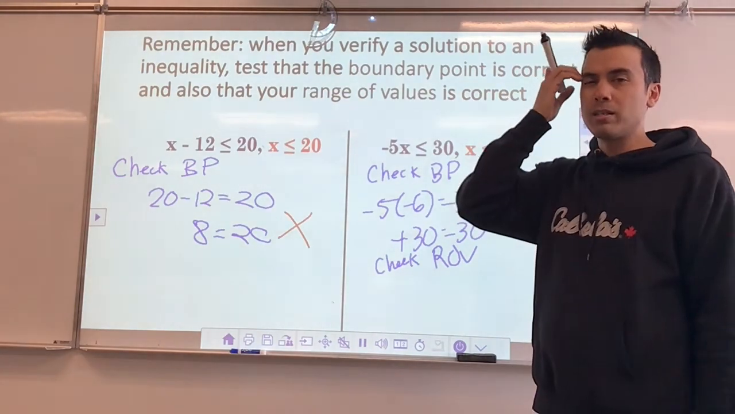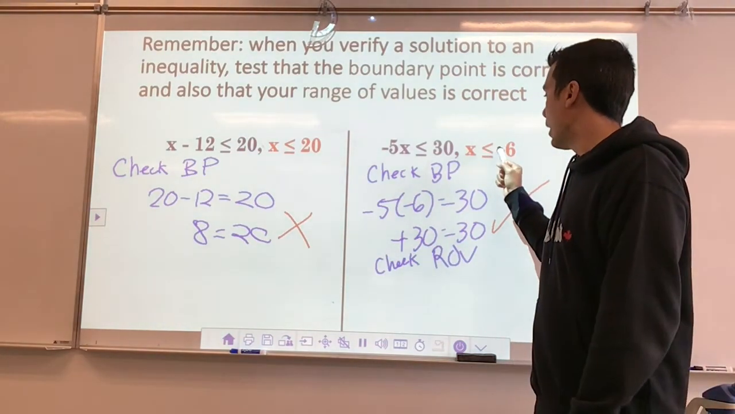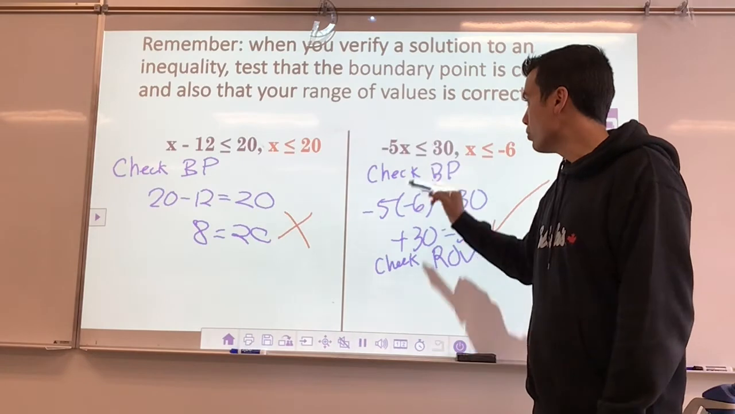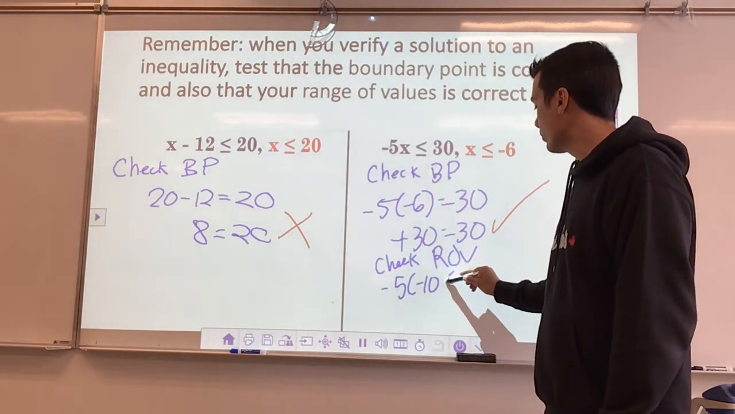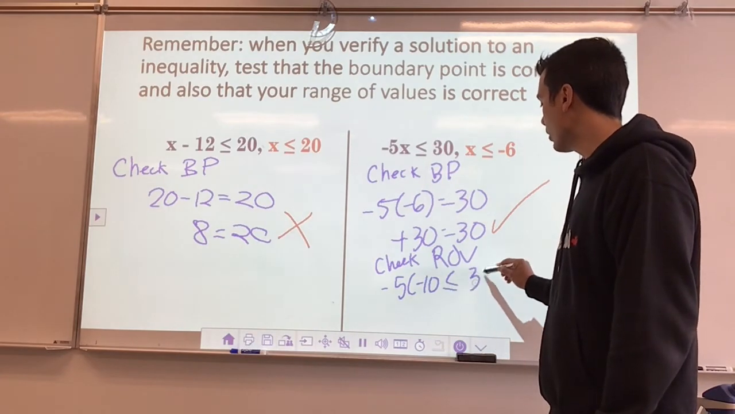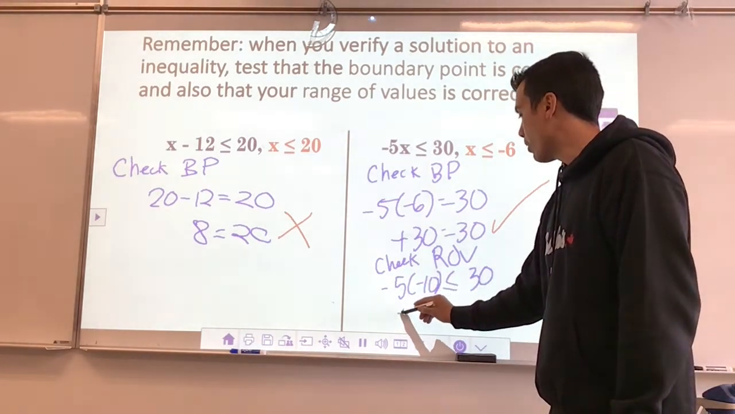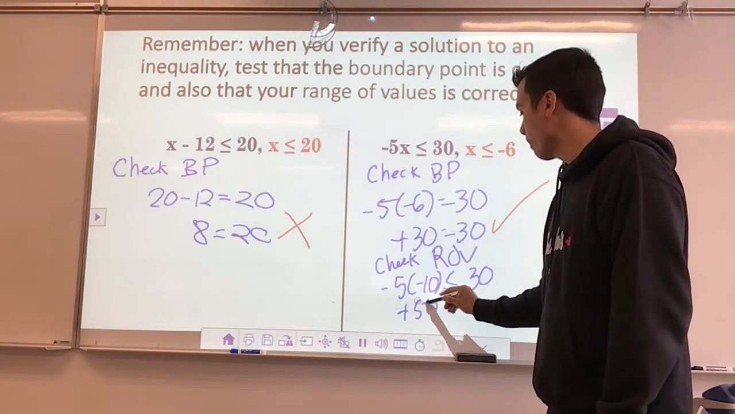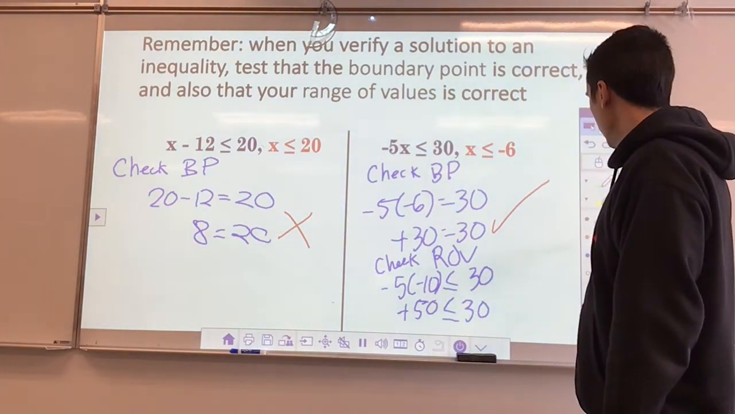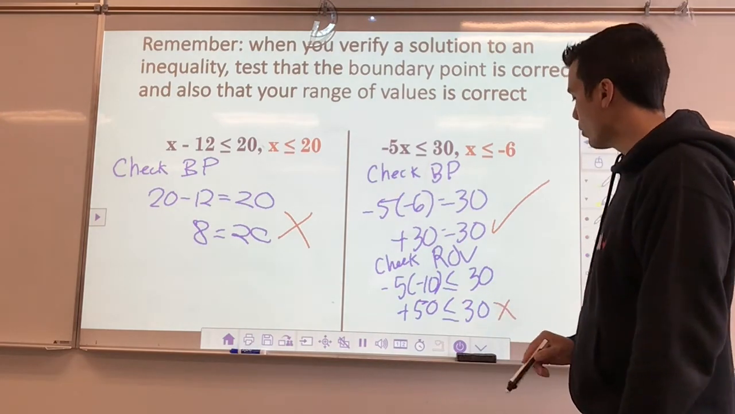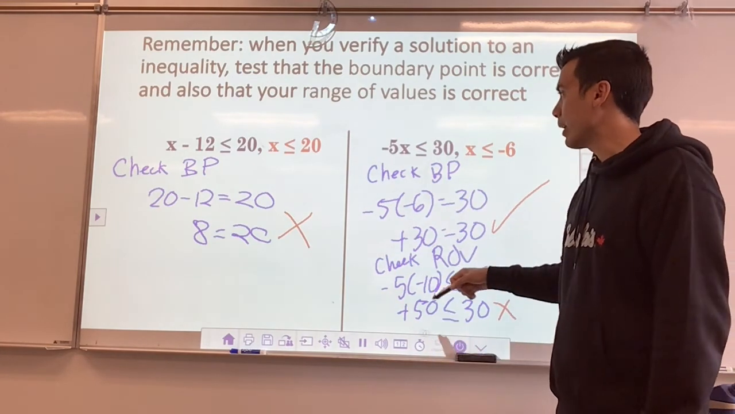It's easy to multiply things by tens, right? Just add a 0 onto the end. So I'm going to pick -10 and use the inequality sign. -5 times -10, is that less than or equal to 30? Negative times a negative is a positive. 5 times 10 is 50. Is 50 less than 30? Nope. 50 is more. So I know that this solution is not correct.